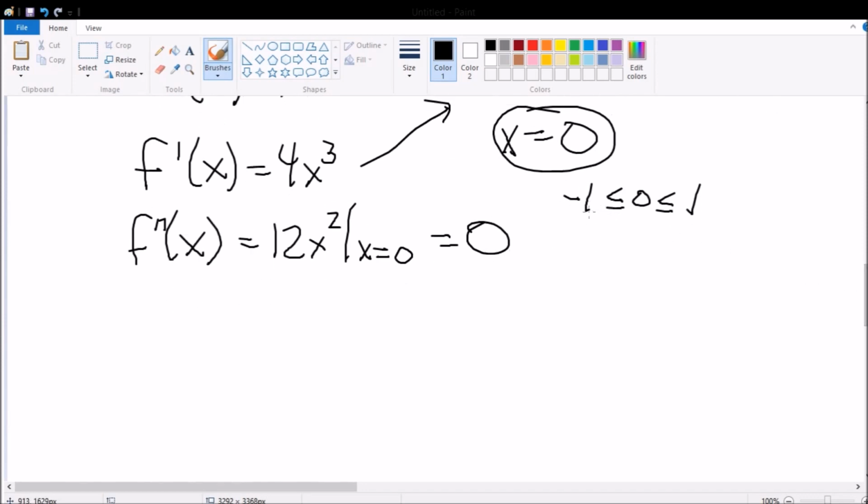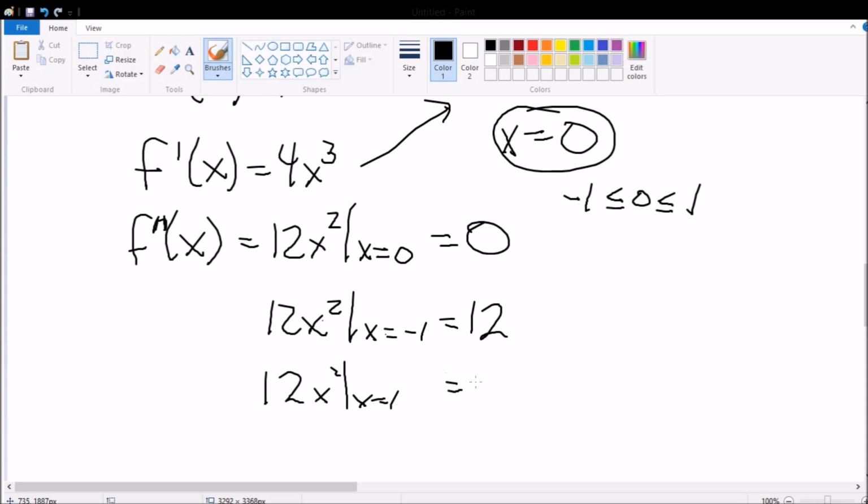So plugging in negative 1 into our f double prime of x. So this is f double prime, this would be 2 primes right there. So plugging in negative 1, we have our 12x squared. Plug in x equals negative 1, you get 12. You plug in a positive 1, you get the same thing. It's also equal to 12. These are both positive numbers, and these are both f double prime of x.